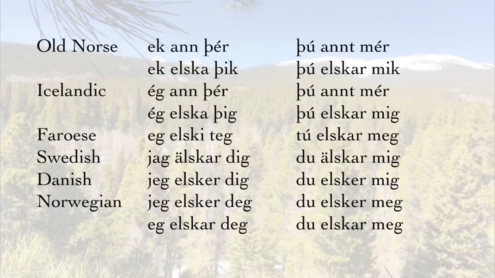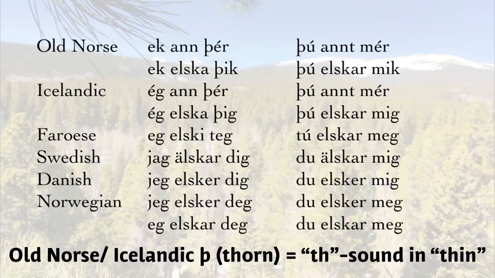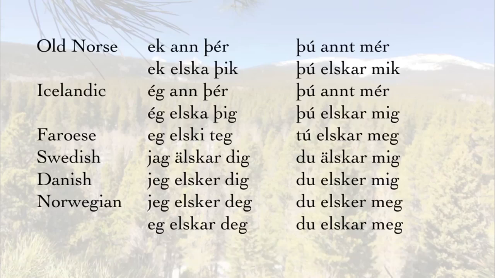Now, first of all, looking at Old Norse, we can see ek an þér. That would be the typical way of saying I love you that we see in Old Norse texts. You love me is then þú ant mér. And then there is also a somewhat later expression using a different verb, ek elska þig, and the corresponding you love me, þú elskar mig.